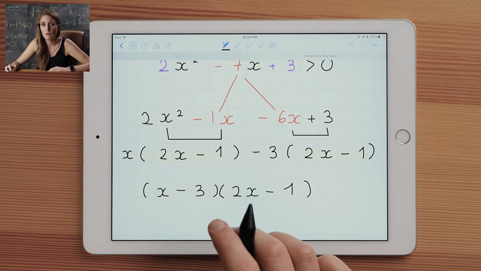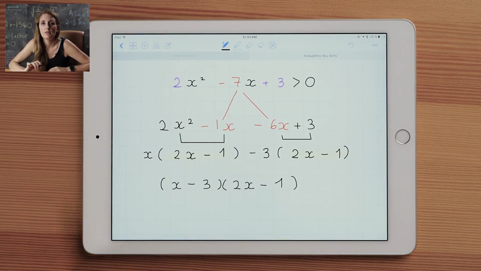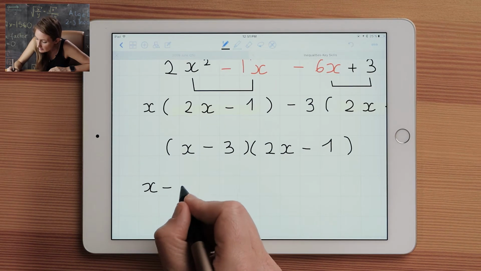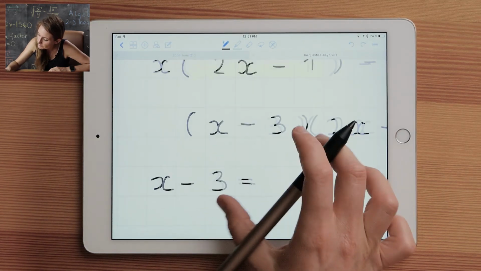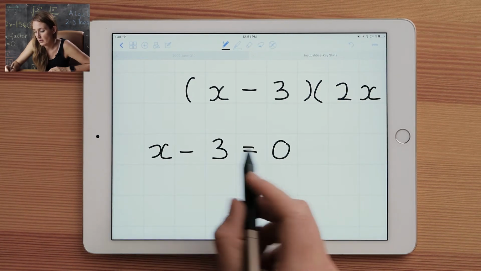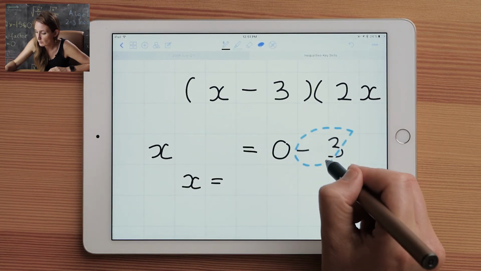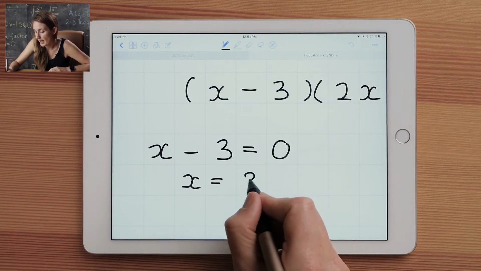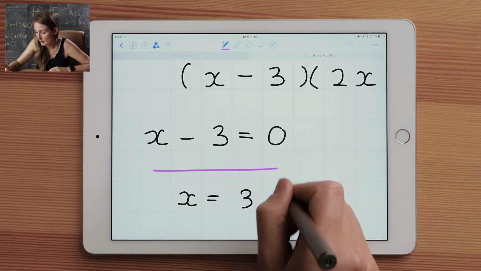From here, we're going to solve to get the two places where this graph here will intersect the x-axis. So we're going to make each of these brackets in turn equal to 0. So let's start with the first one. x minus 3 is equal to 0. So I'm going to move the minus 3 across the equal sign. And remember, it will change to plus 3. So that will be x equals 3. That will be my first solution of the quadratic equation.